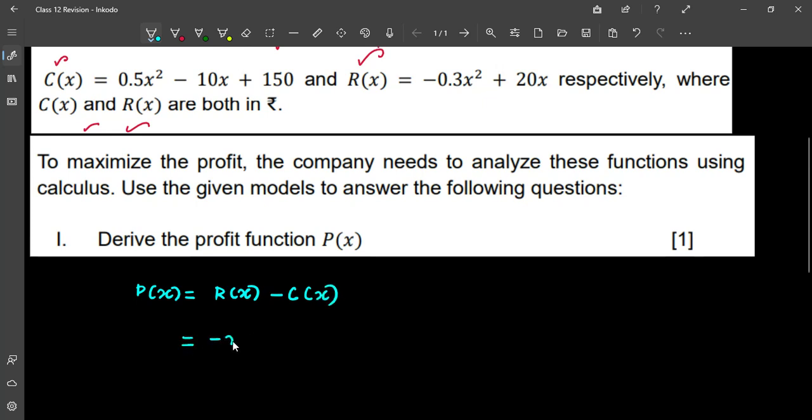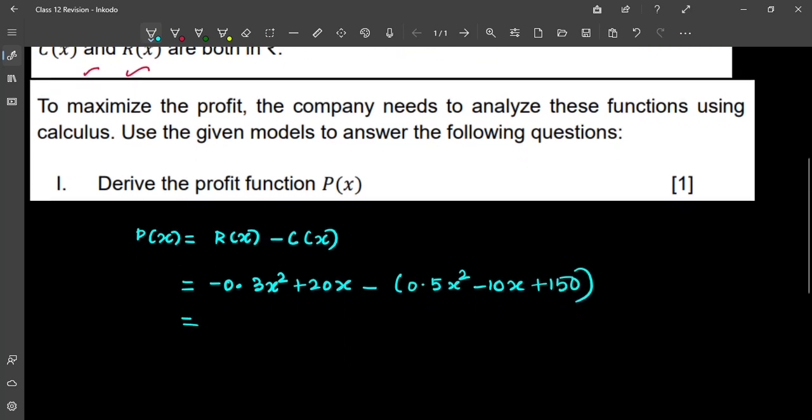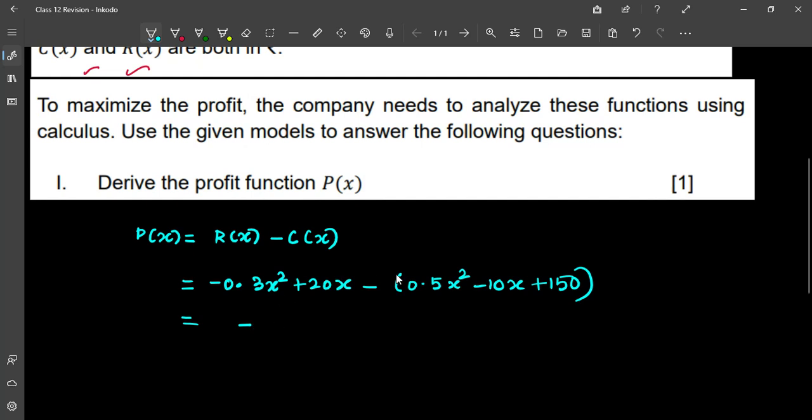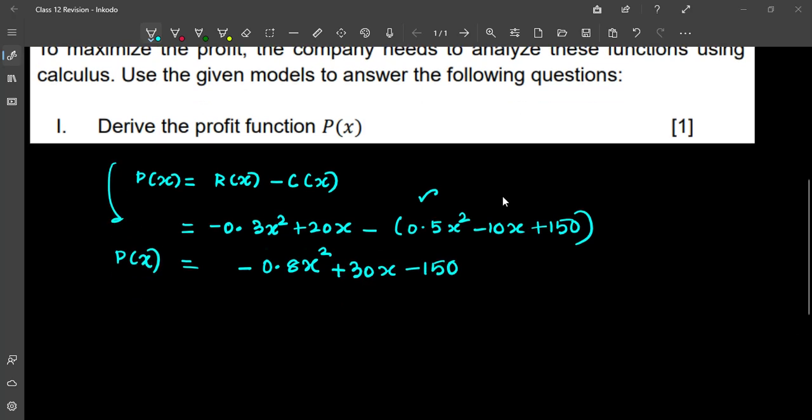So that will be minus 0.3x square plus 20x, minus the cost function, 0.5x square minus 10x plus 150. If you bring this minus inside, it becomes minus 0.3 minus 0.5 x square, so it becomes minus 0.8x square. 20x plus 10x becomes 30x, minus 150. This is the profit function they have asked us to derive, and we have done that. We'll move on to the second question.